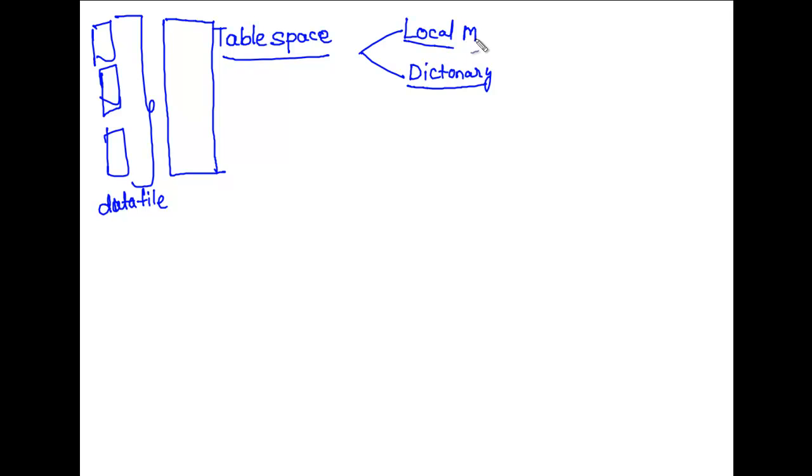What is a locally managed tablespace? The organization of extending and file management is given to the operating system, rather than the database doing the file management. So the database will be using operating system APIs or calls to manage the files. That's what we'll be discussing further in locally managed tablespaces.